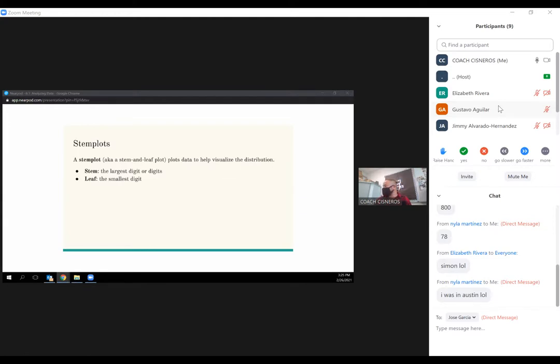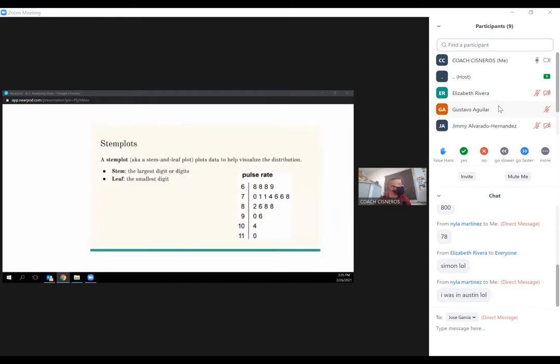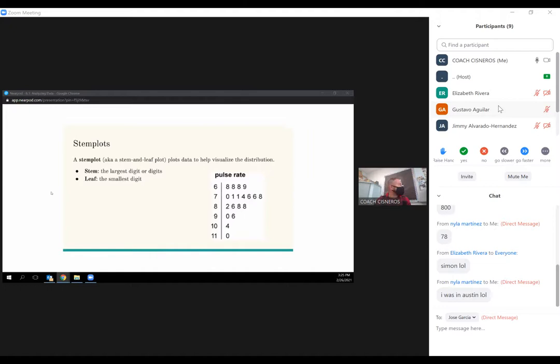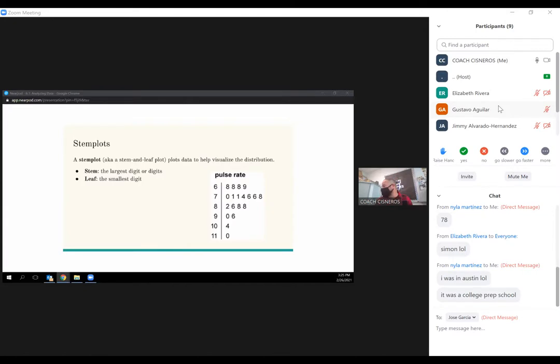I bet if I showed you a stem plot, you would remember how to do it. In a stem plot, the stem on the left side is the tens digit or the hundreds digit, the first digits in the number. And then this is the number that's afterwards. So you've never seen a stem plot?